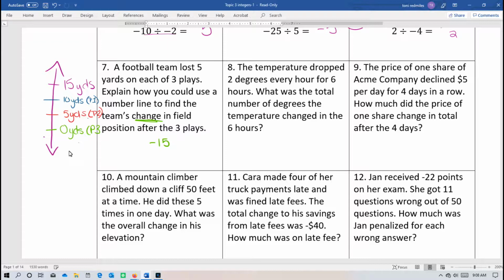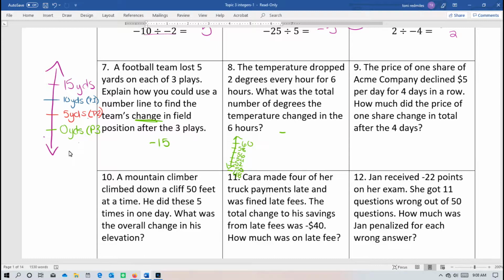Temperature drops 2 degrees every hour for 6 hours. I'm dropping, so I know this is negative. And I'm dropping 2 degrees every hour for 6 hours. What was the total number of degrees in temperature change? So let's say I started off at 60 degrees. Well, in hour 1, I'm going to be at 58. Hour 2, I'm going to be at 56. Then 54. 1, 2, 3 hours. Hour 4, I'm going to be at 52. Hour 5 at 50. And hour 6 at 48.